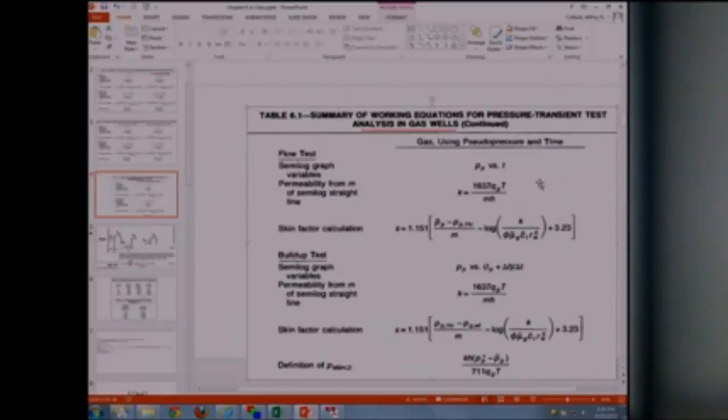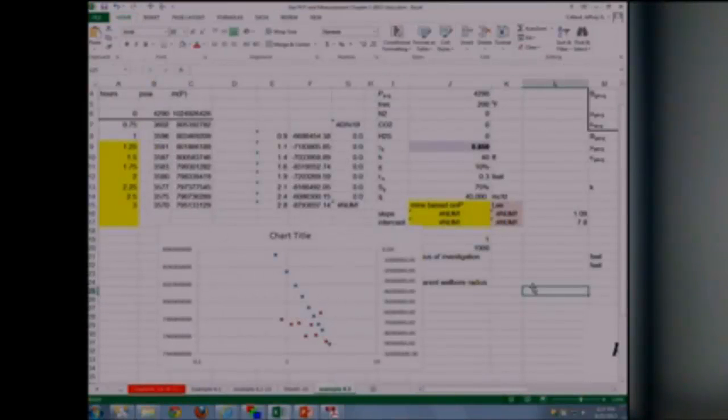So table 6.1, gas using pseudo pressure and time. So proceed, and you guys should be able to come to class with answers for permeability and skin, wellbore radius, radius of investigation, and the amount of gas investigated. And of course, you have the permeability and skin to compare with the textbooks, but you may use a different equation, you use pseudo pressure. And we'll pick up there next week.